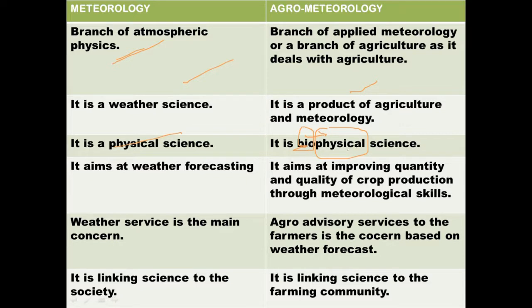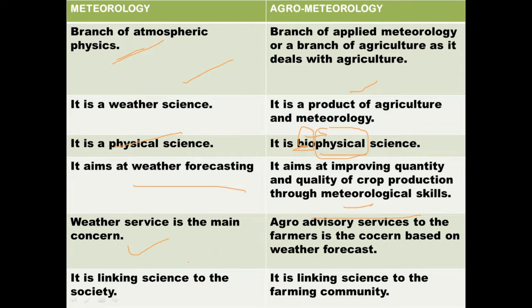The main aim of meteorology is weather forecasting, but the main aim of agrometeorology is improving the quantity and quality of crop production. Weather services are the main concern of meteorology, while agrometeorology concerns the farmers. Everything is related to agriculture and the crop: crop production and how we can increase the yield of the crop. It is always concerned with meteorology related to agriculture, and meteorology is linked to society.